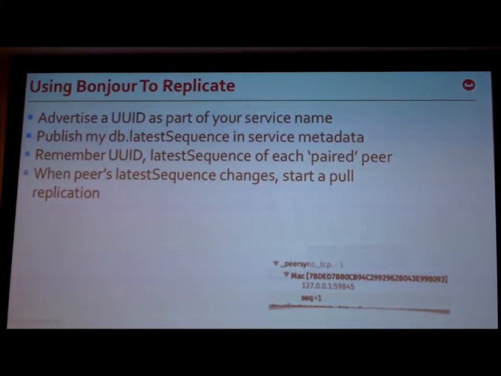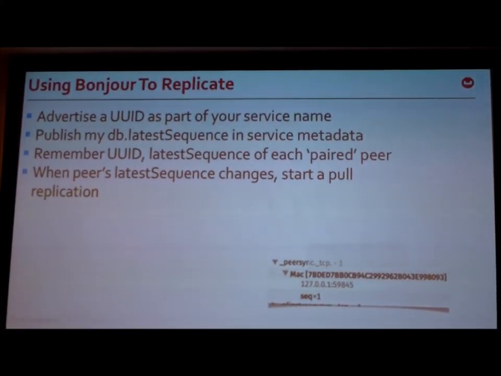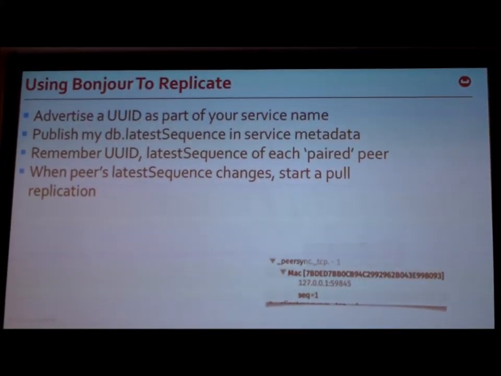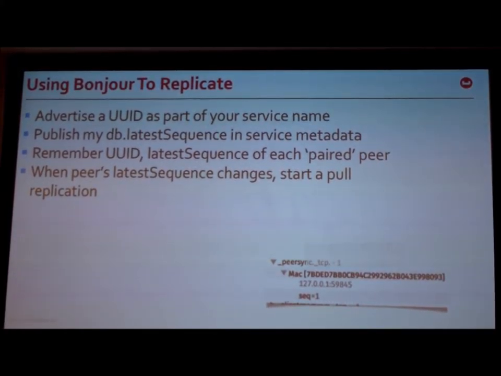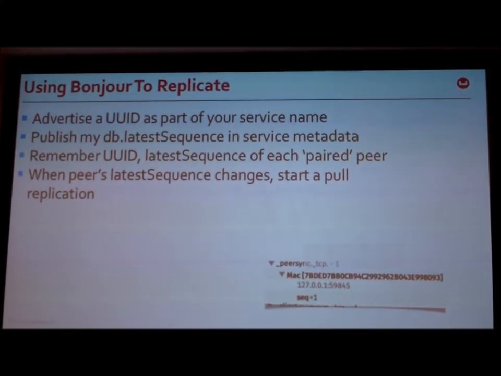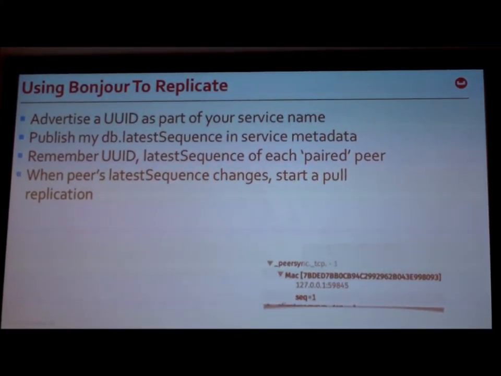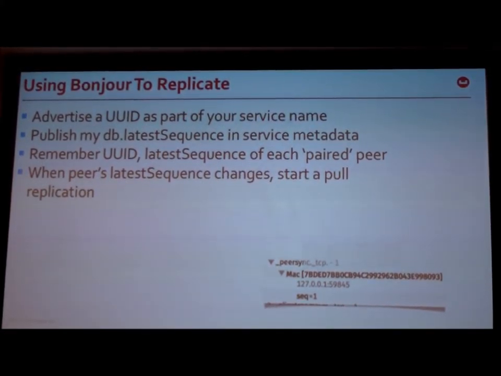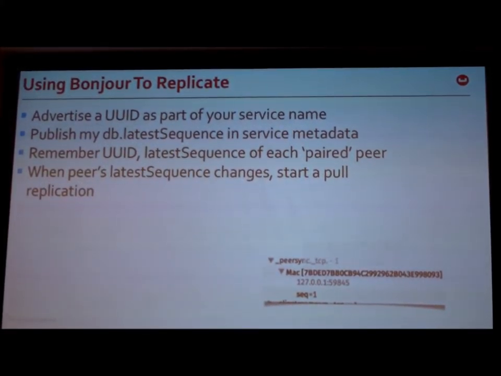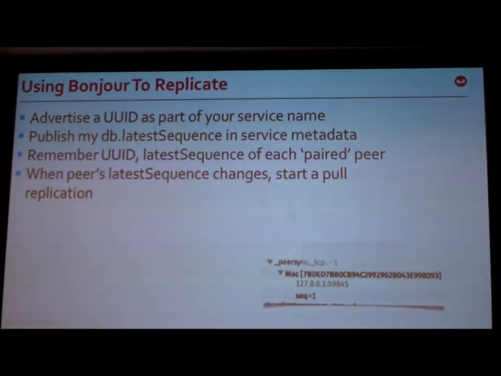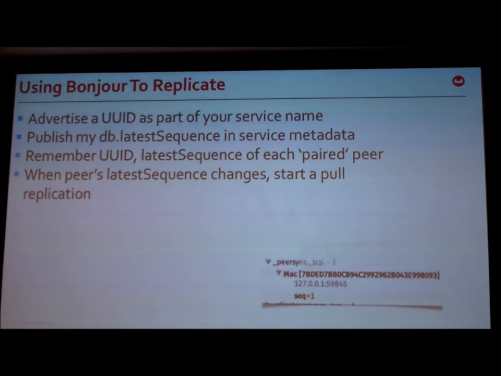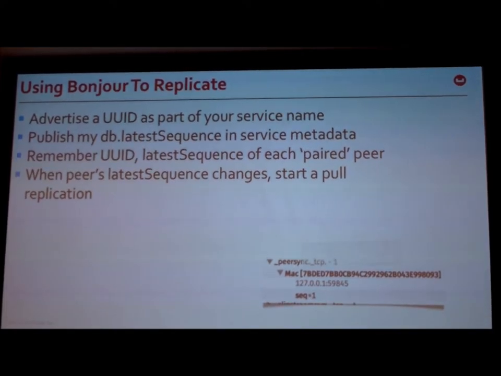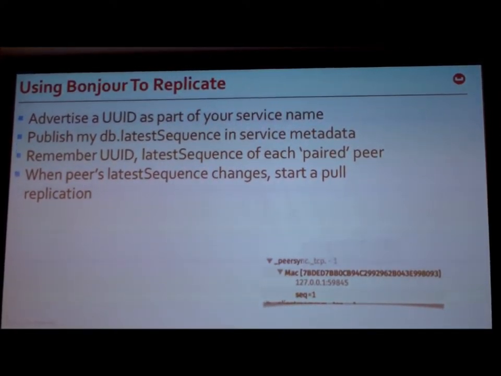And so using the Bonjour service to replicate, we advertise the UUID, which is pretty straightforward. And we've got an example of that down there at the bottom. We've got the sequence information. The interesting thing about this actually comes out of the latest of the database function, right? The DB latest sequence. So what I'm doing is I'm publishing my latest sequence with my device information. And if I'm connected in a peer-to-peer network, and I increment the documents for any reason, the sequence changes. What that says to anybody else out there observing me is that there's been a change and I might need to do a full replication.